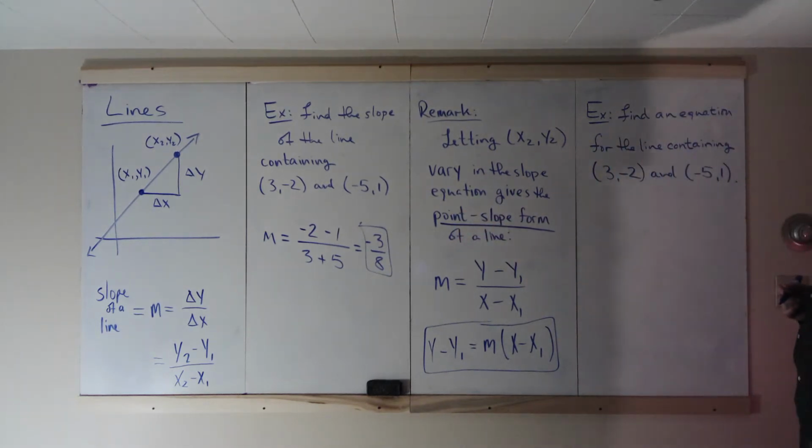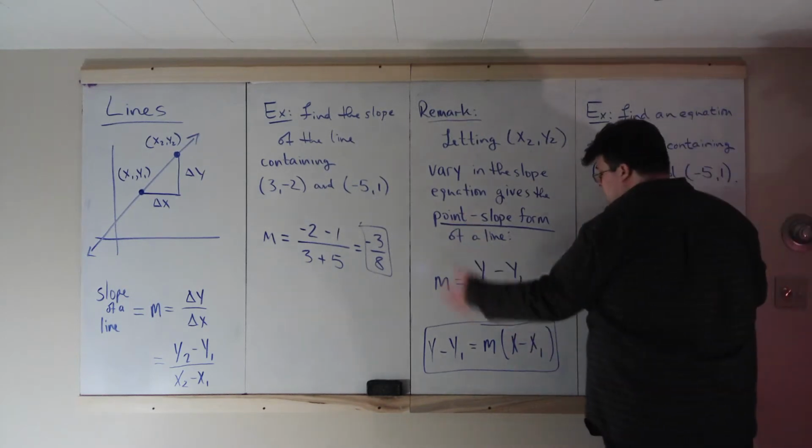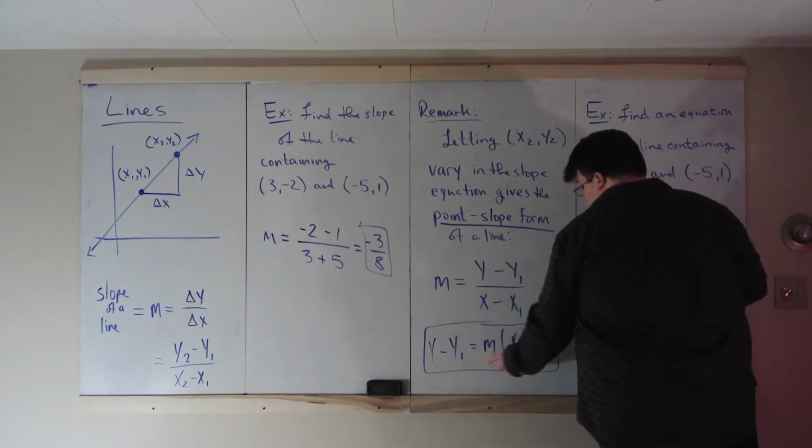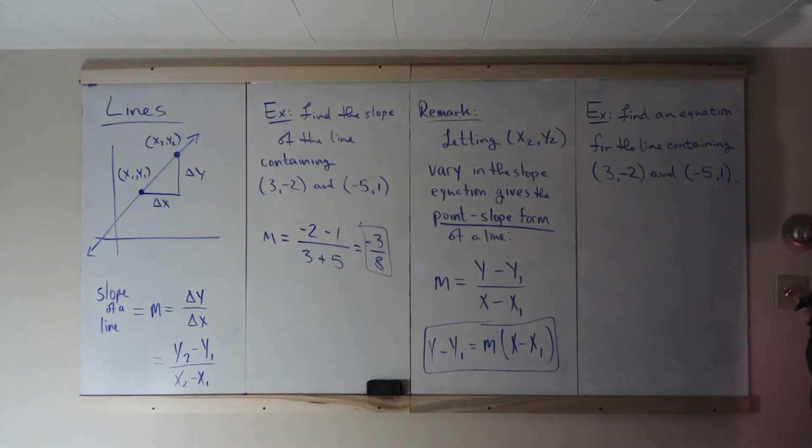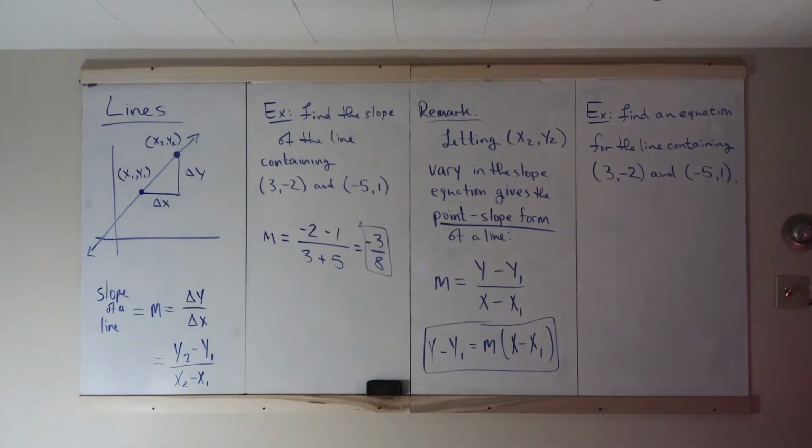That's much easier than finding an intercept. Notice here you could find a y-intercept if you want by distributing the m and then adding y1. But that form, we don't need that form. That form is useful if you need the sketch of a line, which we'll largely not need, maybe a couple times.